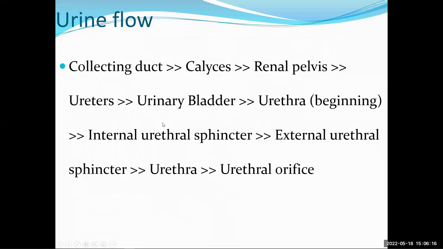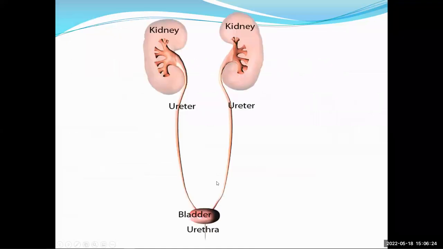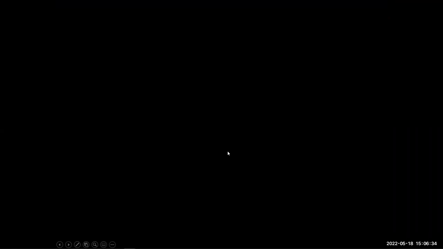So again, this is the second to last slide here. The collecting duct goes to the calyces, pelvis, ureters, bladder, and then ultimately to the external environment. And this is shown here: kidneys, by the ureter to the bladder, and then to the external environment. So that's where we'd stop the lecture for today.